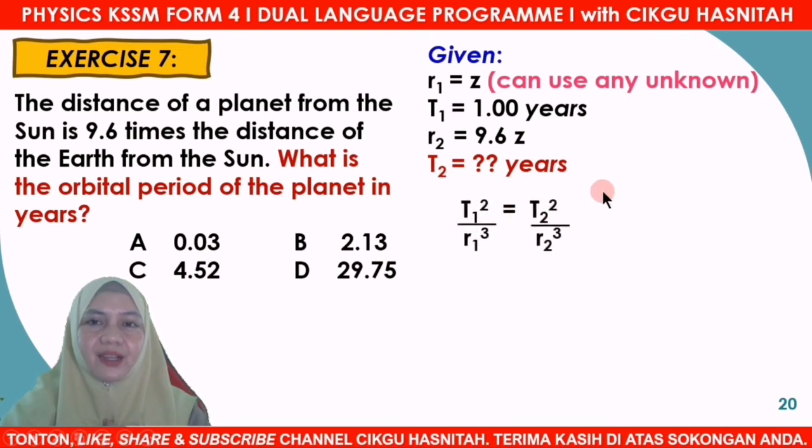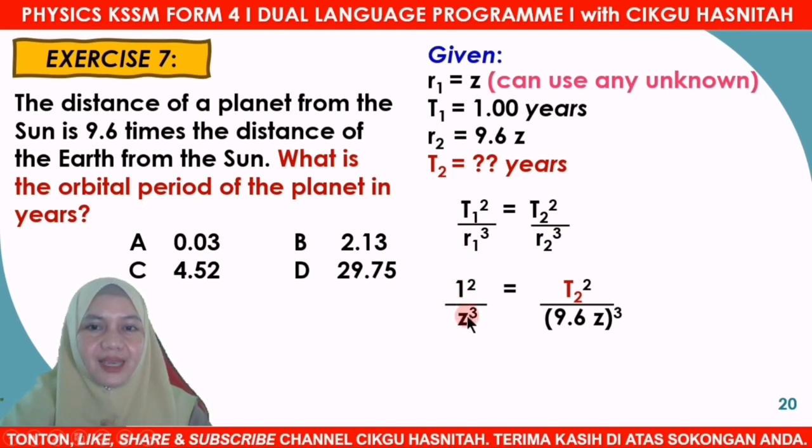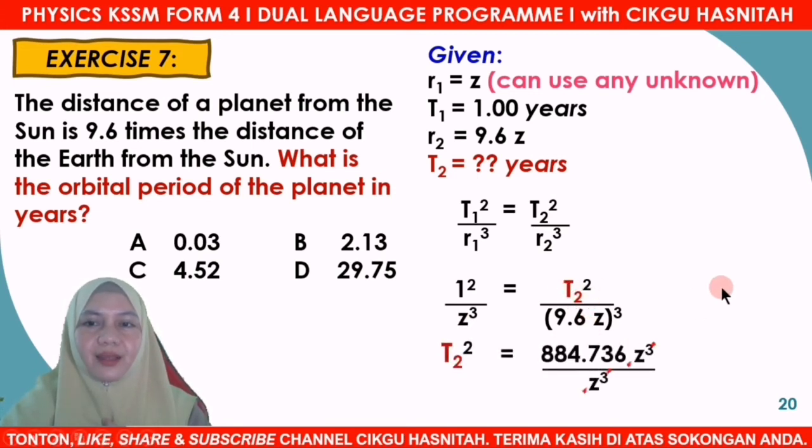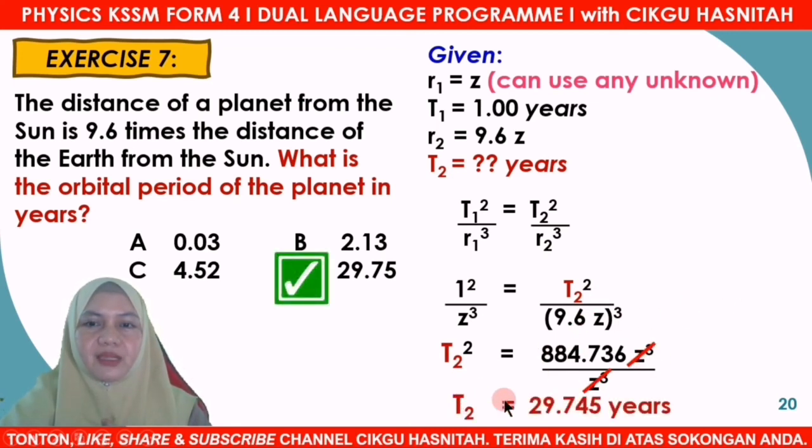So second, we just apply the same formula. So T1 R1 goes for the Earth, and T2 R2 goes for the planet, the second planet. And this is the substitution. 1 year is the orbital period of Earth, and Z is the orbital radius of Earth, the distance. So this is T2. Then the answer will be, we cancel off a Z here as shown, which means T2 is 29.745 years. Alright, simple, right?